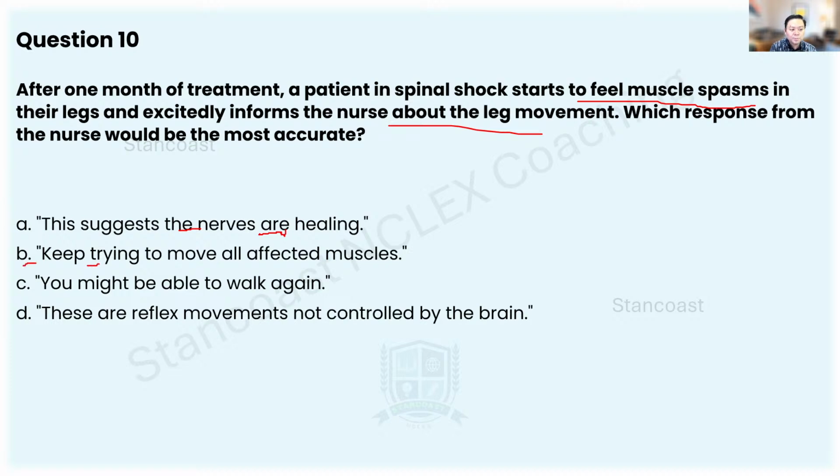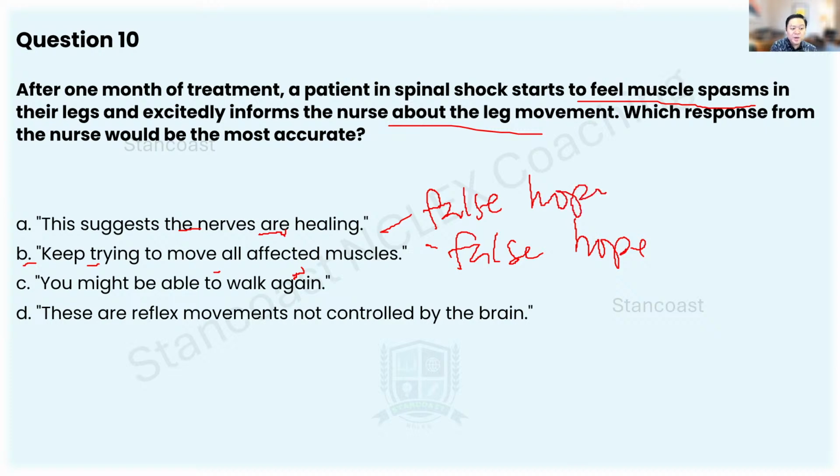Okay, what about letter B? Keep trying to move all affected muscles. If you tell the patient to keep trying to move all muscles, this is giving the patient false hope that they might end up with recovery of the motor function. Again, false hope. There is no recovery of the nerves. You might be able to walk again, all the more suggesting unrealistic expectation.